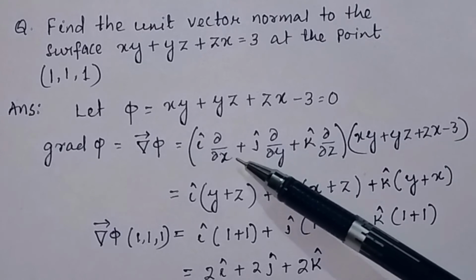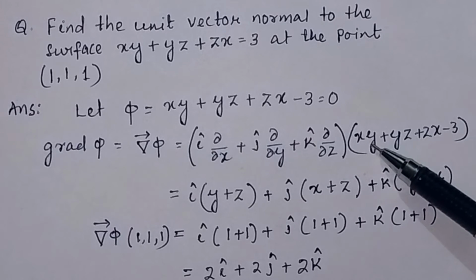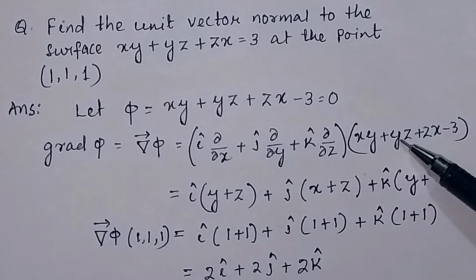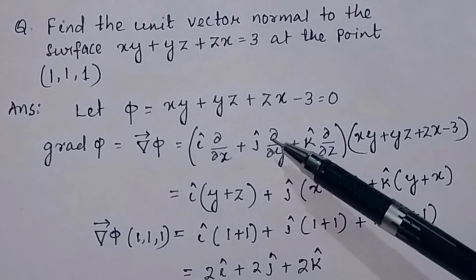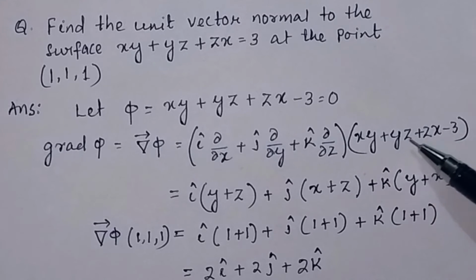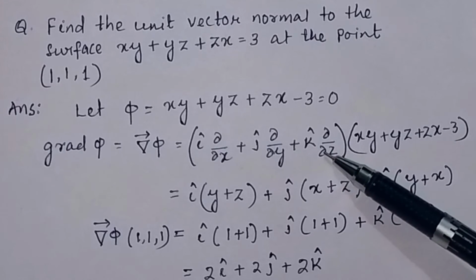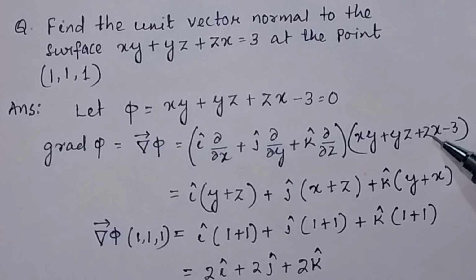So if you take the partial derivative with respect to x, then from xy you have y, because partial derivative of x with respect to x equals 1, and for zx you have z. So y plus z, that means i cap (y plus z). If you take the partial derivative with respect to y, then from this you have x, and from this you have z. So j cap (x plus z). If you take partial derivative with respect to z, you see z here, so y plus x. So k cap (y plus x).